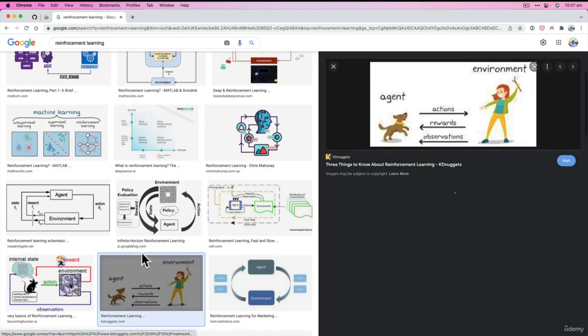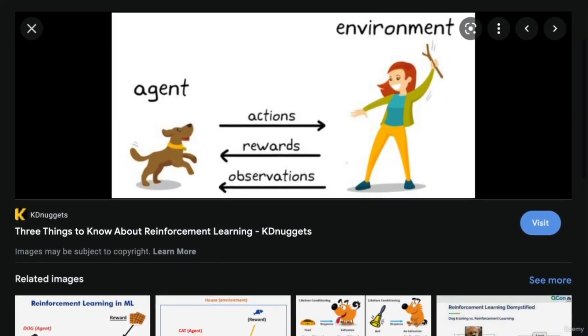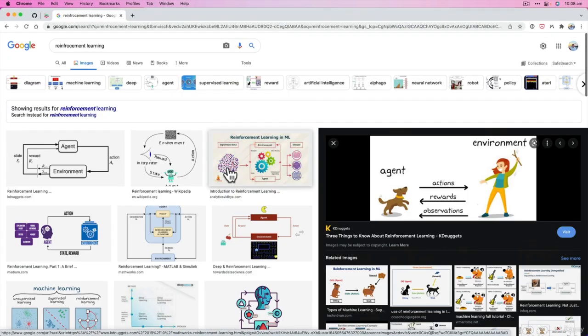But essentially, this is a good one. It's a good photo, actually, so shout out to KD Nuggets. The whole idea of reinforcement learning is that you have some kind of environment and an agent that does actions in that environment, and you give rewards and observations back to that agent. So say, for example, you wanted to teach your dog to urinate outside. Well, you would reward its actions of urinating outside and possibly not reward its actions of urinating all over your couch. So reinforcement learning is, again, kind of in its own paradigm.